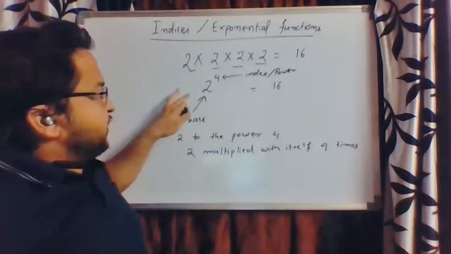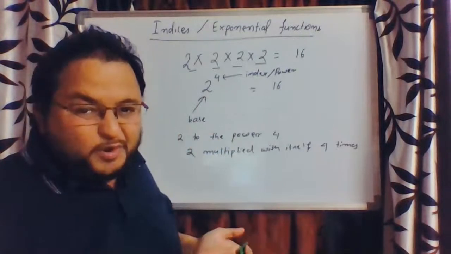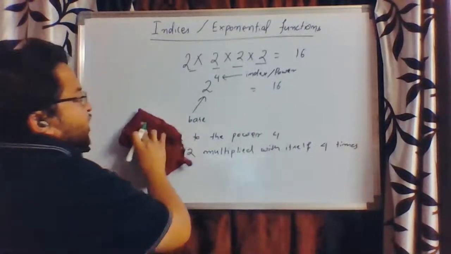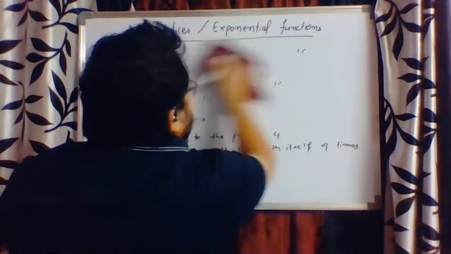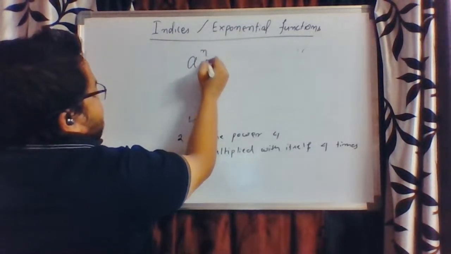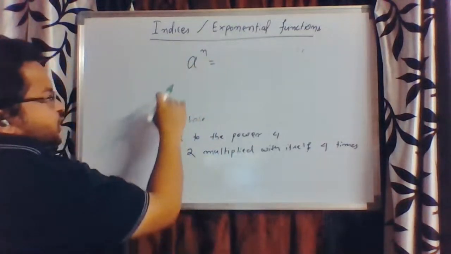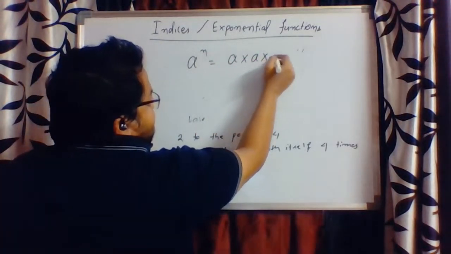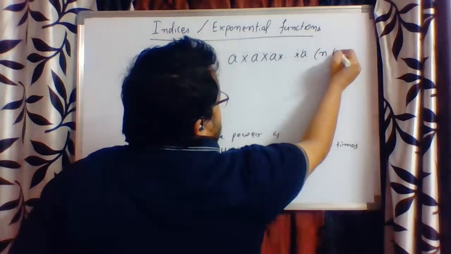Now, we started with a constant. Is it defined only for constants? Obviously, the answer is no. So let us extrapolate it to the general rule and understand how we can rewrite it. Suppose I define a to the power n. As we have already understood, a is the base, n is the index or power. So a to the power n is defined as a multiplied with a multiplied with a, how many times? Yes, n times, right?